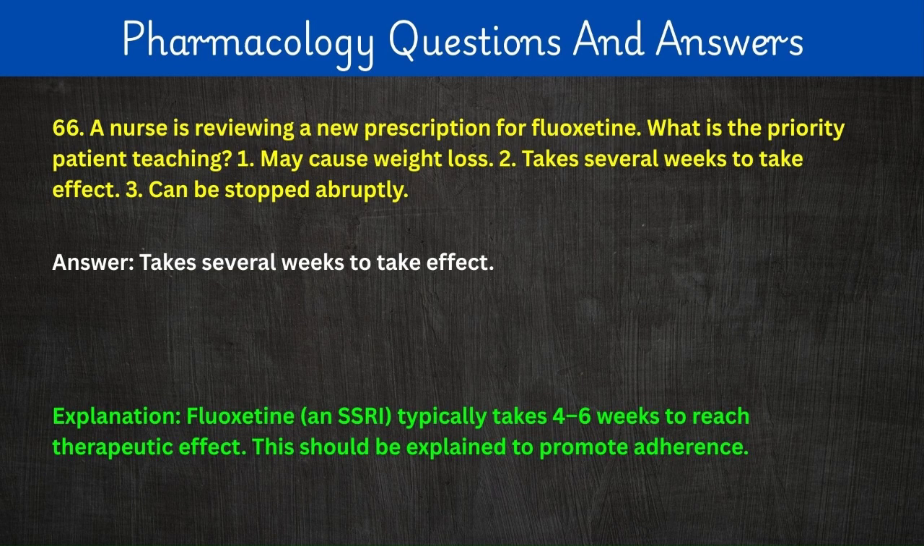66. A nurse is reviewing a new prescription for fluoxetine. What is the priority patient teaching? 1. May cause weight loss. 2. Takes several weeks to take effect. 3. Can be stopped abruptly. Answer: Takes several weeks to take effect. Explanation: Fluoxetine, an SSRI, typically takes 4 to 6 weeks to reach therapeutic effect. This should be explained to promote adherence.